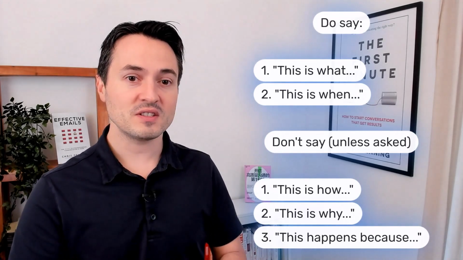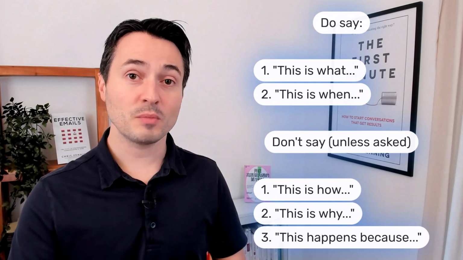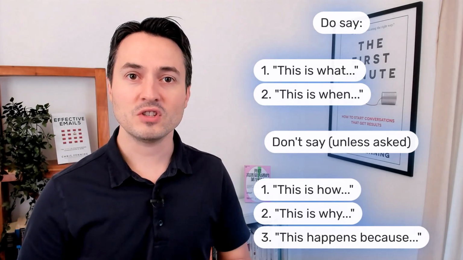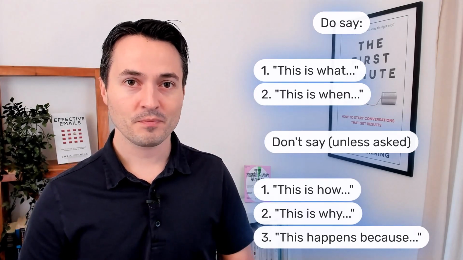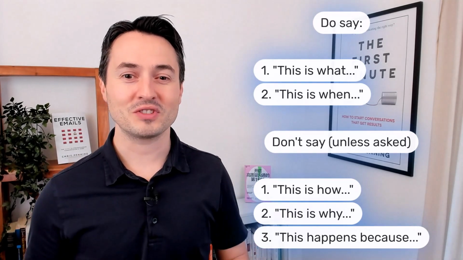So if your sentences are starting with, "Oh, this is how," or "this is why," or "this is because," that's the moment to think, I need to use the magic box. Now, I'm going to give you an example of this to hopefully make it really concrete and make more sense.